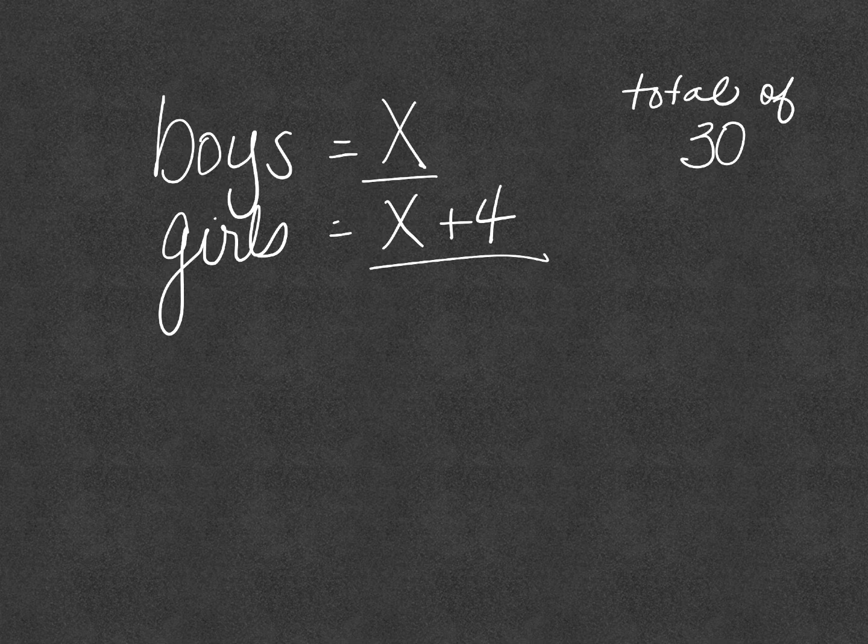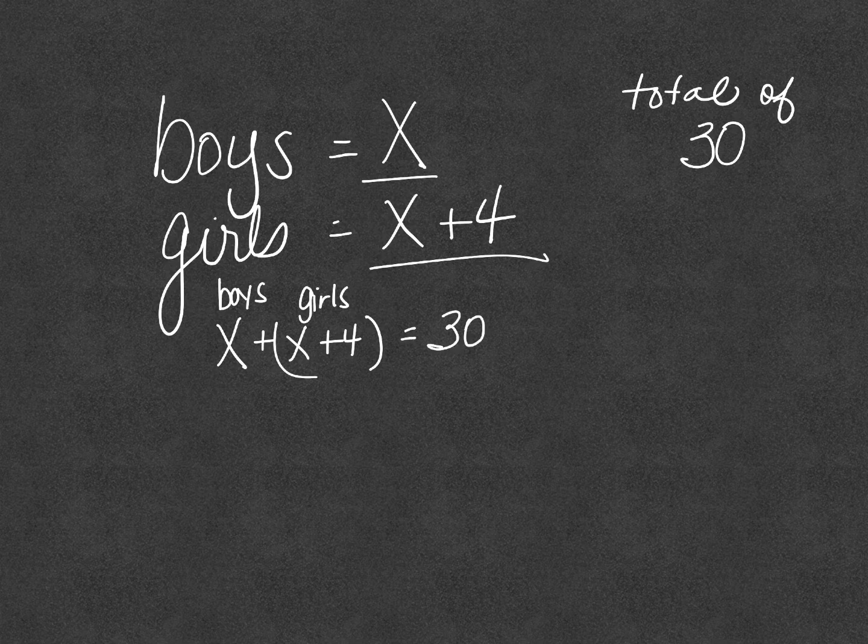Now, we're going to write and solve the equation, okay? So, let's just say that we have X, which represents the boys, plus X plus 4, which represents the girls, equals 30. Okay, everybody see that? Now, the key word is found in there are 4 more girls than boys in the class. How many boys and girls are there in the class? So we're talking about 7th graders. So there is a total of 30.